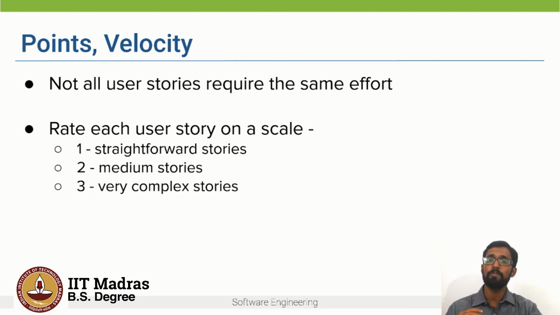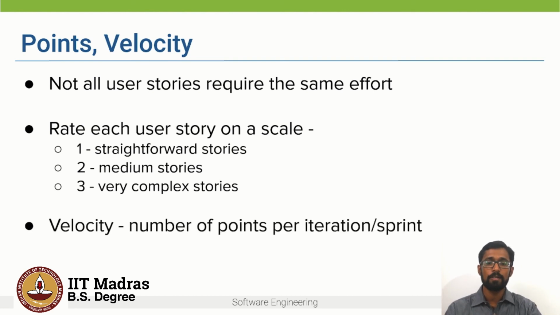Now we have assigned points to each user story, and we can calculate what is known as velocity, which is nothing but the number of points per iteration or sprint. This term velocity, in a way, measures the work rate of the team. In one iteration, how many points is the team able to complete? This also helps stakeholders get an idea of how many iterations it will take a team to add the desired set of features.